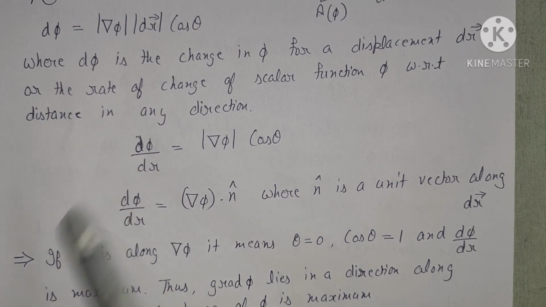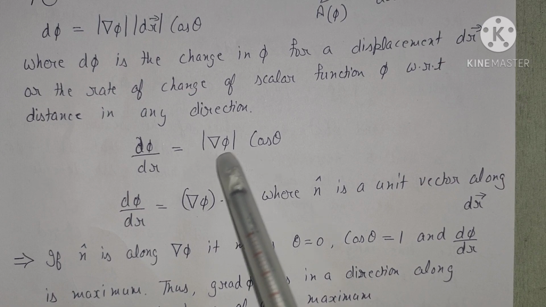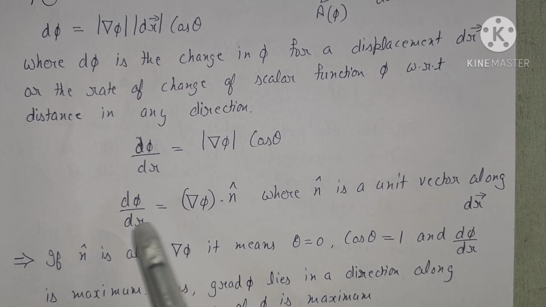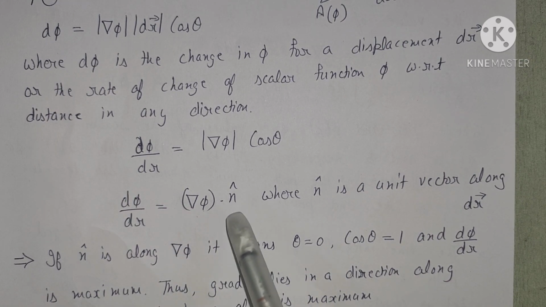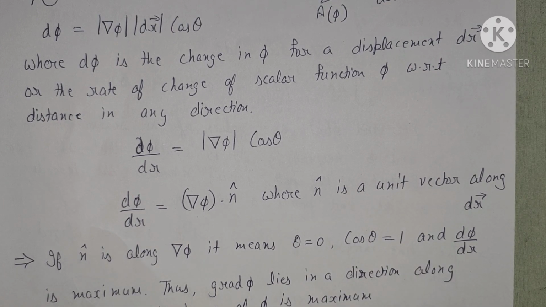So d phi upon dr is equal to magnitude of gradient of phi cos theta, which can be written in the vector form. So d phi upon dr is equal to gradient of phi dot product with n vector, where n vector is a unit vector along dr vector.